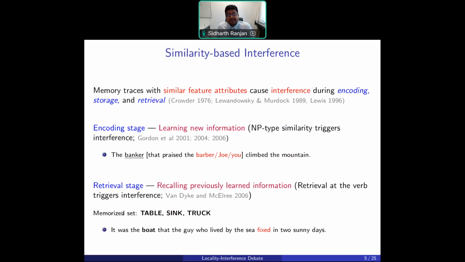Another way in which interference can affect sentence comprehension is if we ask participants to memorize a set of words and then ask them to read this sentence, and the required information will be retrieved at the verb fixed. So here, the target word boat needs to be retrieved at the word fixed. However, table and sink, since they are already in our memory, will interfere with this word and can be potential words retrieved at the verb site, thereby causing interference.